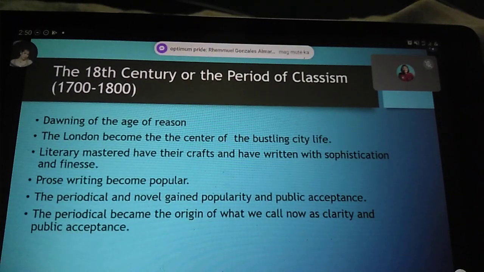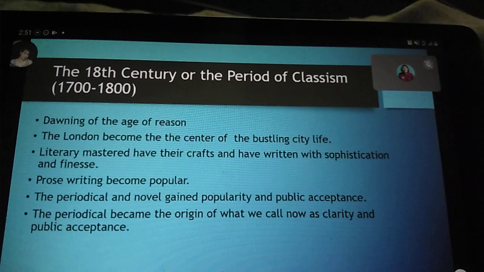The 18th century, or the period of classicism, 1700 to 1800, also known as the Age of Reason. London became the center of bustling city life. Literary masters honed their crafts and wrote with sophistication and fineness. Prose writing became popular. Nakilala nung mga panahon yun yung prose. And the period became the origin of what we know as clarity for the public.